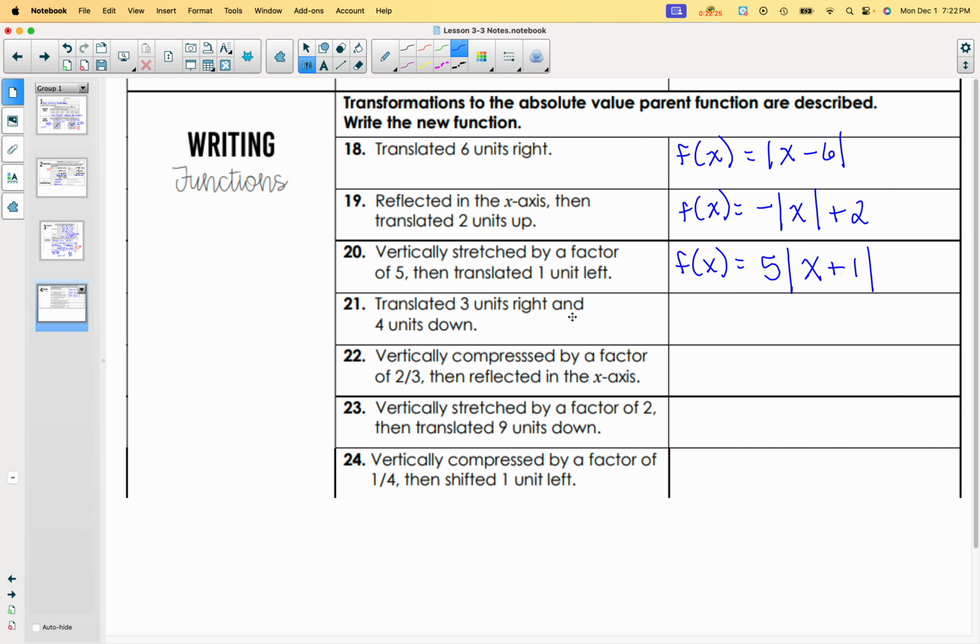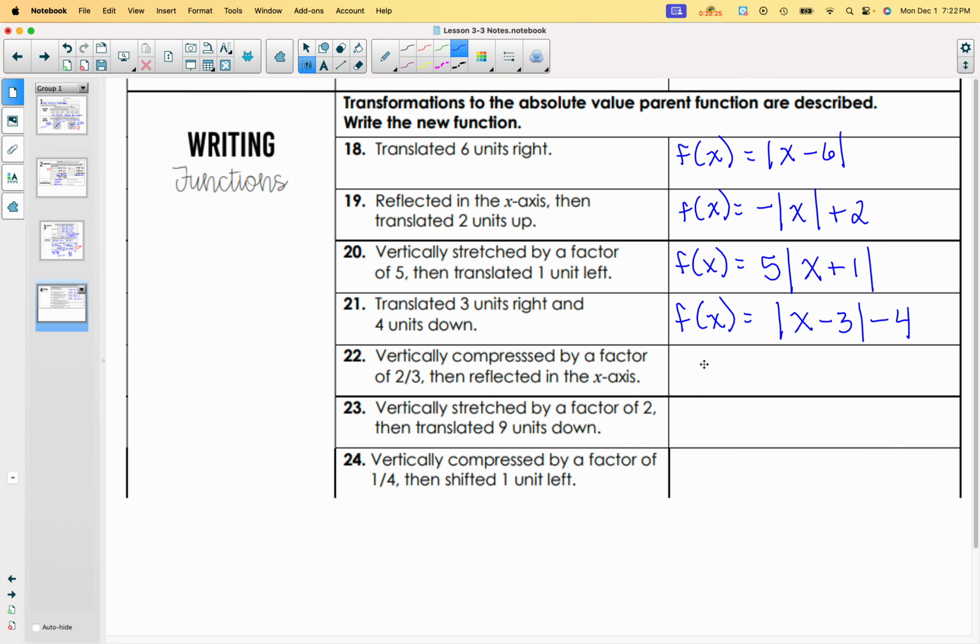Translated 3 units right and 4 units down. So it's not vertically stretched or compressed, so I don't need a number out front. There would be one, by the way. It'd just be a 1. So if I'm going to go 3 units to the right, I need the opposite. So x - 3 would be 3 units to the right, and 4 units down means I'm going to subtract a 4.